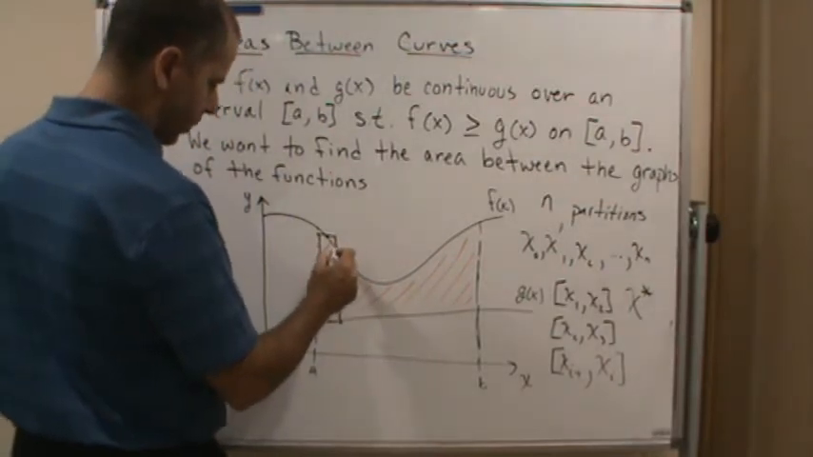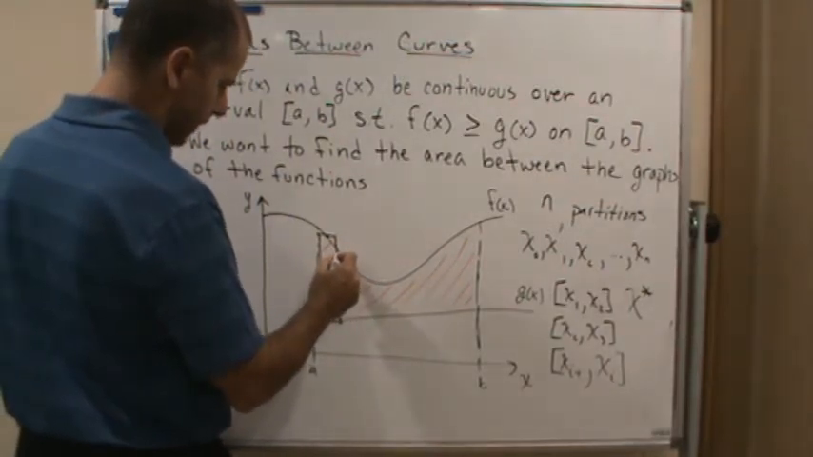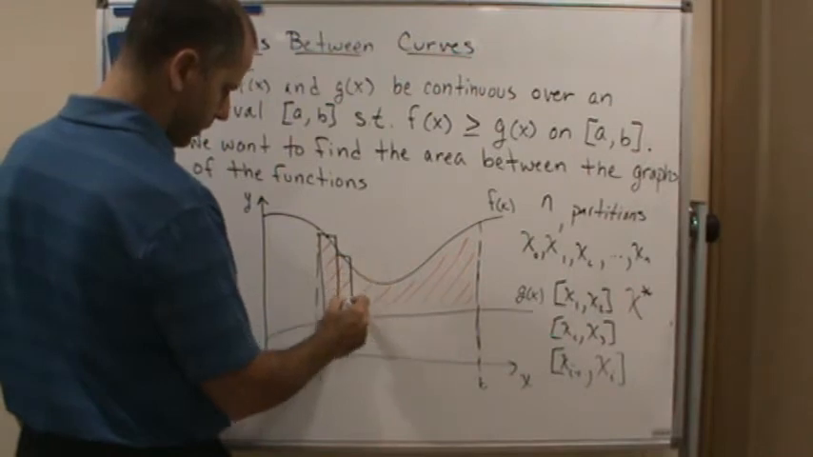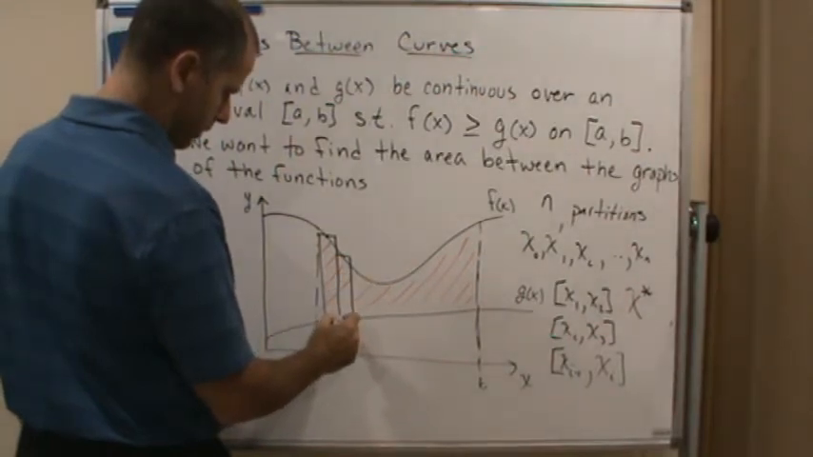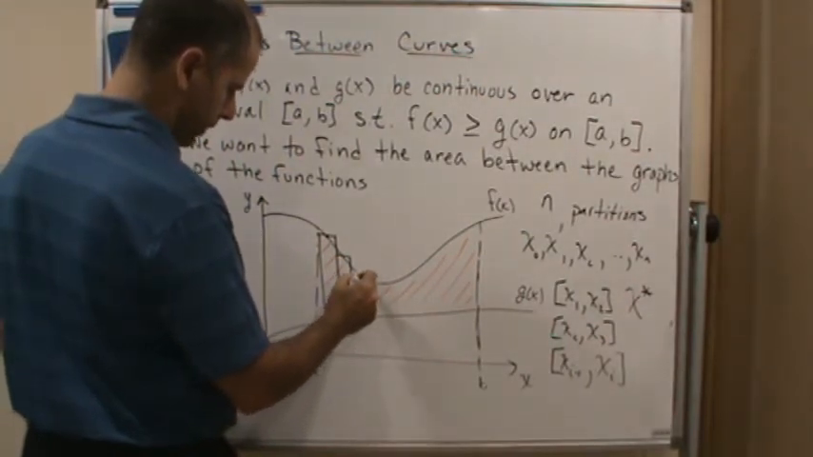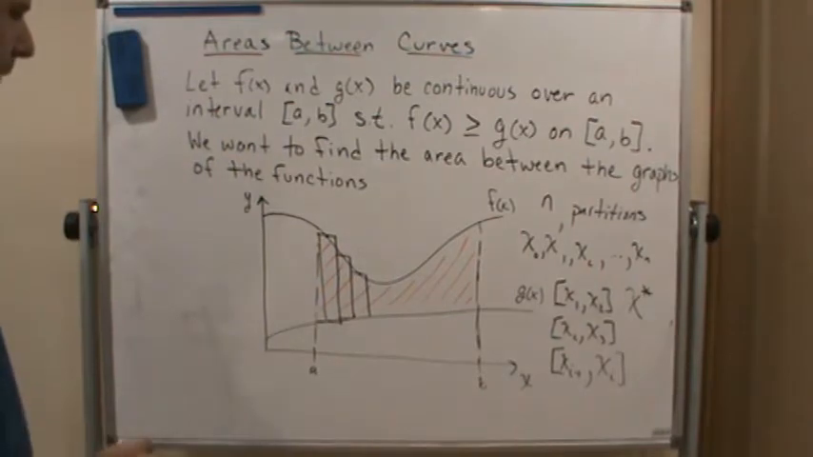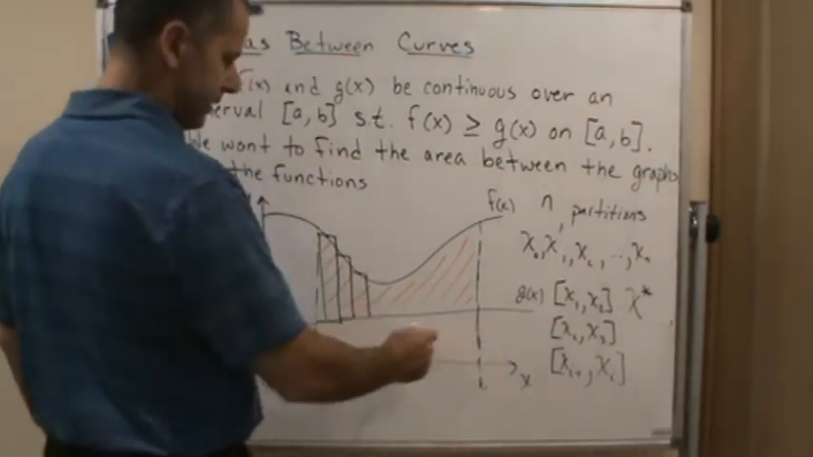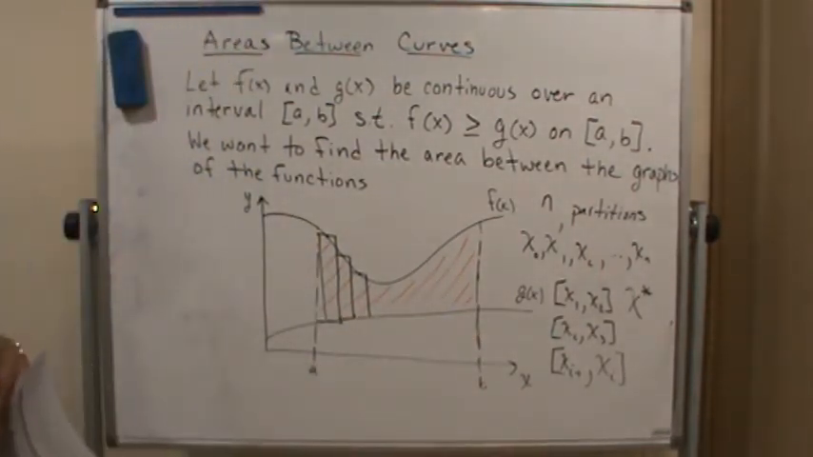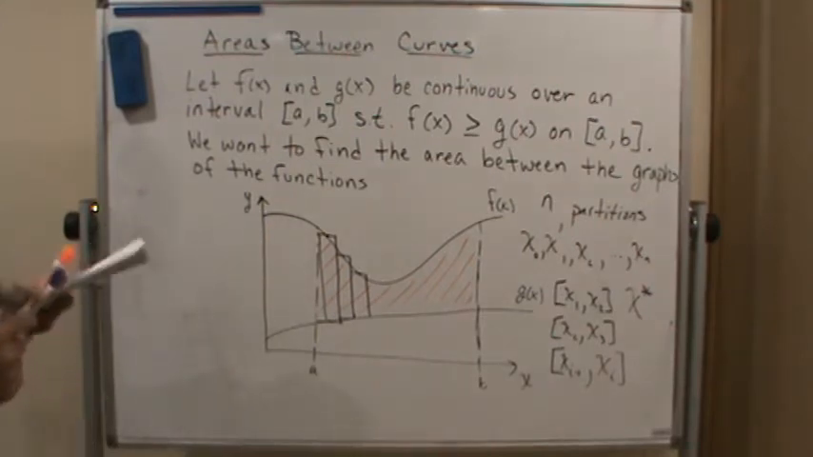Right? And so what we're going to end up having is these rectangles, my picture notwithstanding. And so we're going to have all of these n subintervals with these n rectangles to help us estimate the area under the curve.